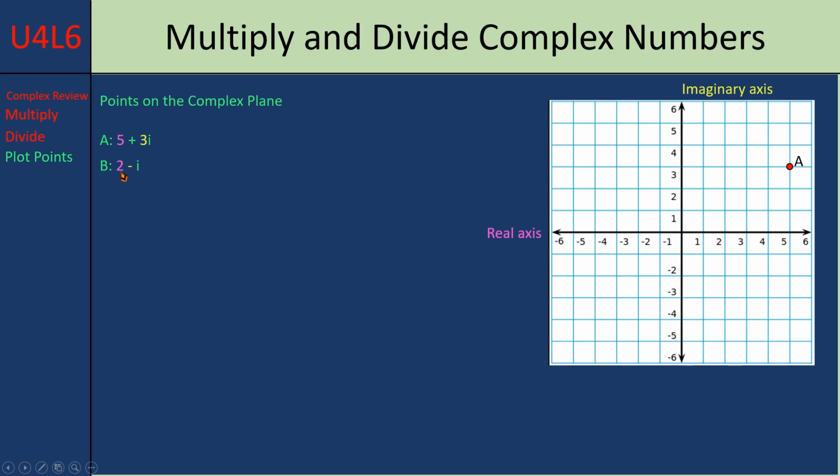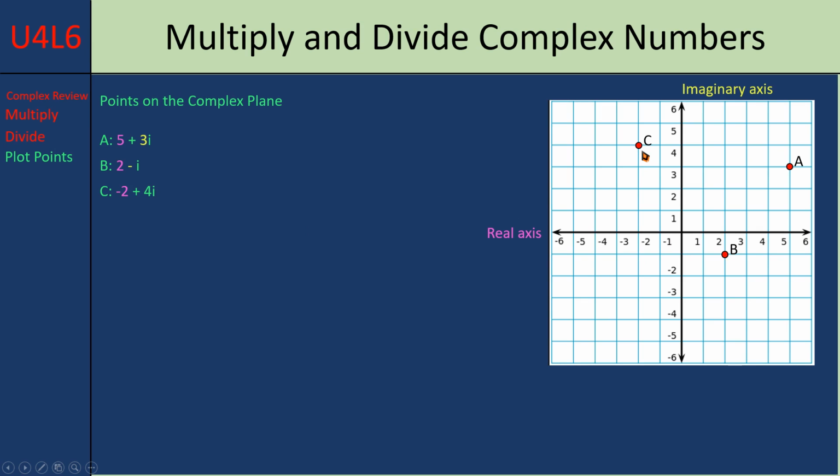Let's do B. 2 minus i. So real number is 2. So 2 to the right. Minus i, that means I go down 1. So my B is right here. C, negative 2 plus 4i. So the real part is negative 2. I go left 2. And then the imaginary part is 4. So I go up 4.